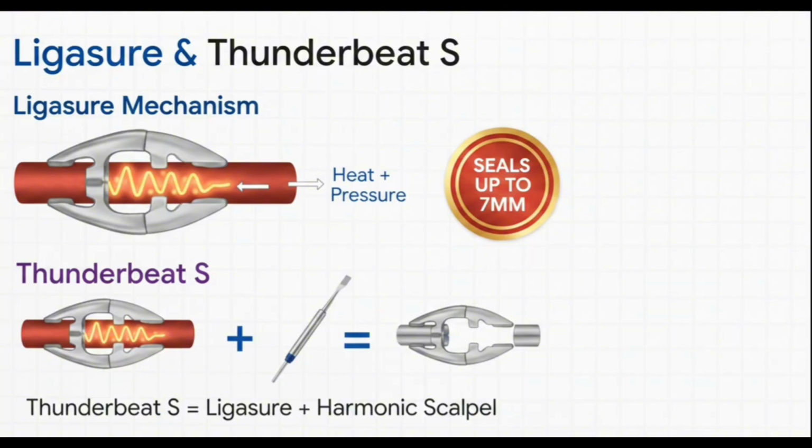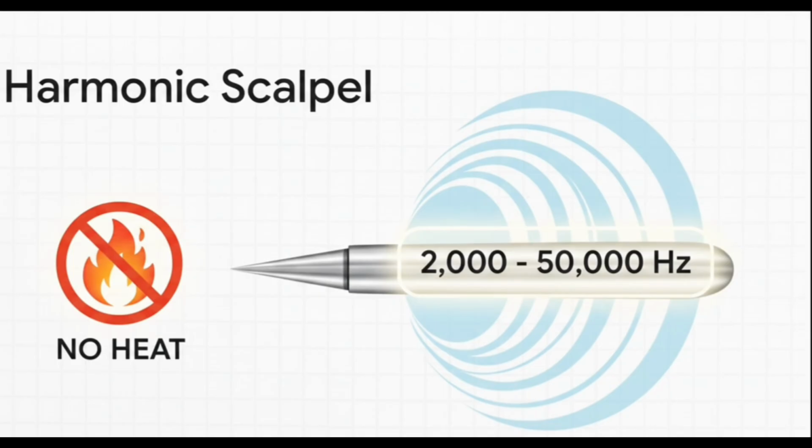We also have the Thunderbeat S mentioned here. What's the deal with that? It's basically an awesome hybrid device. It takes the vessel sealing features of a LigaSure and combines them with the cutting features of a Harmonic Scalpel into one single highly efficient tool. Speaking of the Harmonic Scalpel, let's see how this builds on our current understanding.